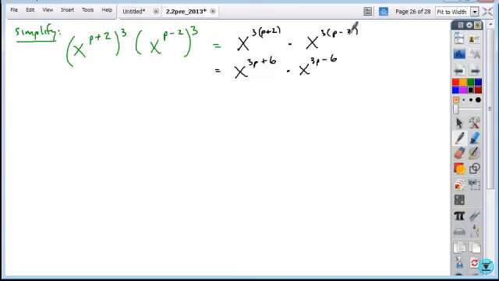We're still dealing with exponents here, but now we're multiplying two exponents with the same base. So what do you do with the powers when that happens? You add them. So we take 3p plus 6 plus 3p minus 6, and then just simplify what you have. So the minus 6 and the plus 6 cancel, leaving x to the 6p. Very good. All right, and so that would be your simplified form.